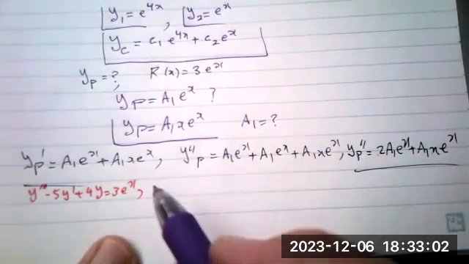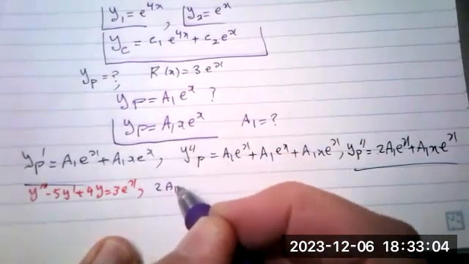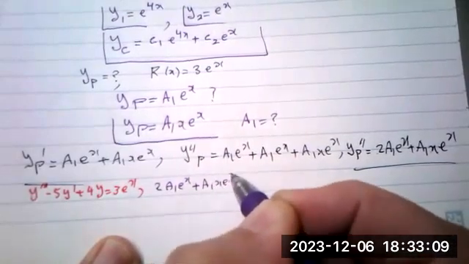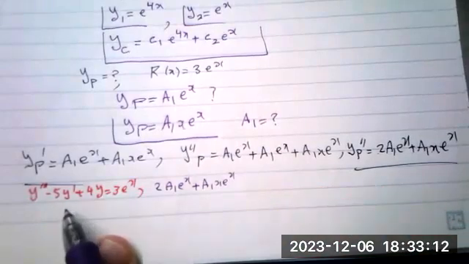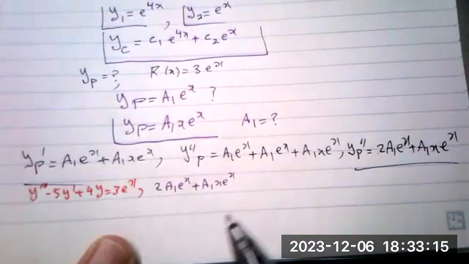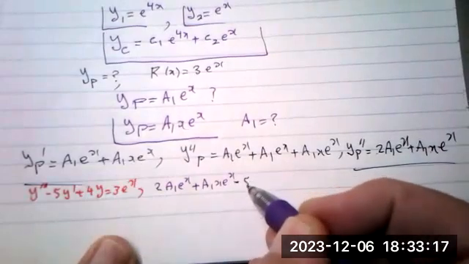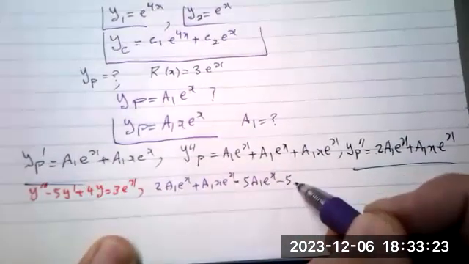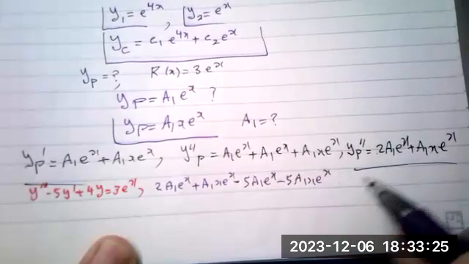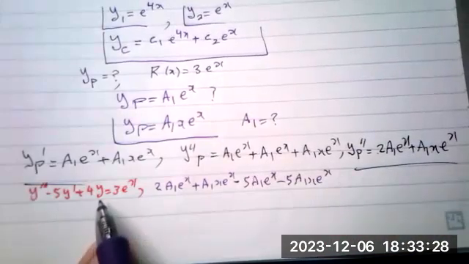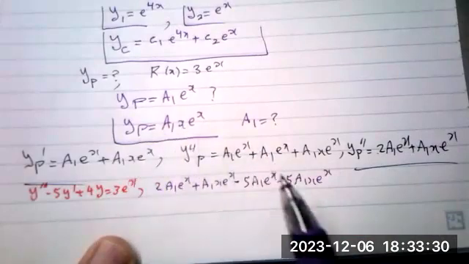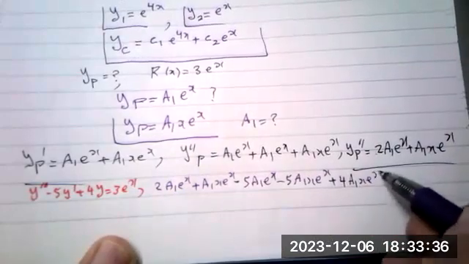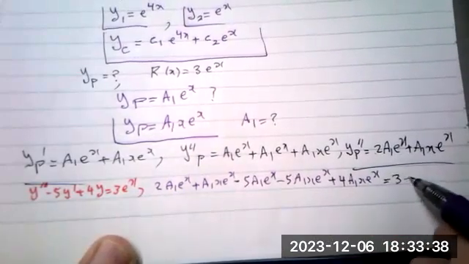So this is 2A1 e to the x plus A1 x e to the x, minus 5y prime. I'm going to multiply right away here. Minus 5, so that gives you minus 5A1 e to the x. Again, minus 5A1 x e to the x. So that's the minus 5y prime. Plus 4y. This is y. So it's going to be plus 4A1 x e to the x. And this must be equal to the 3e to the x.